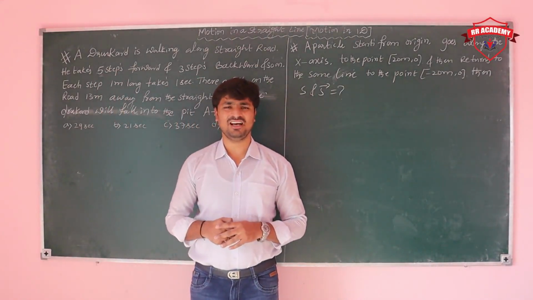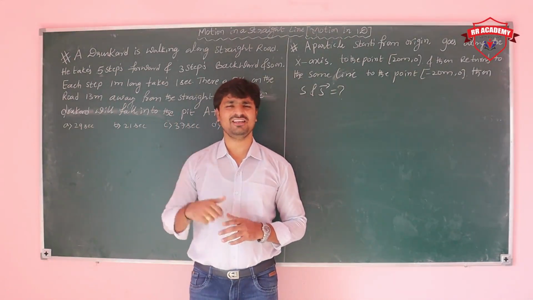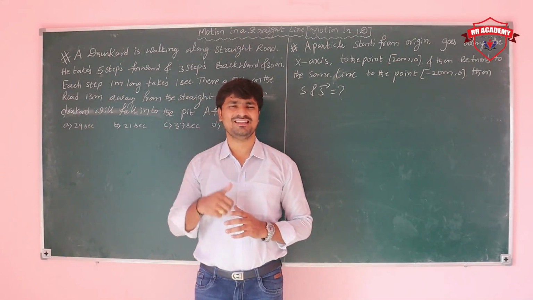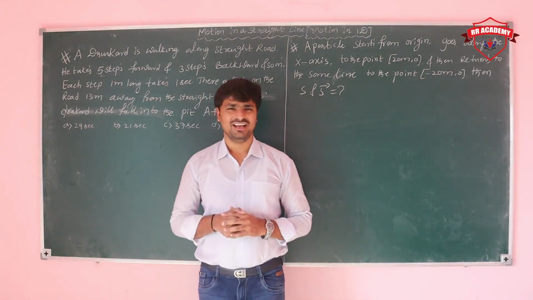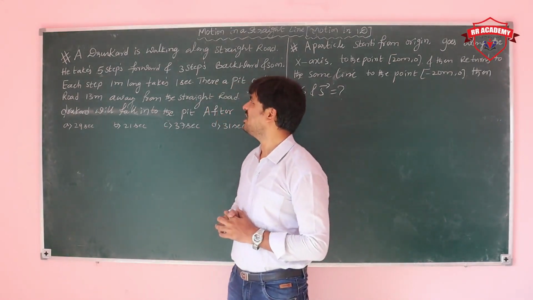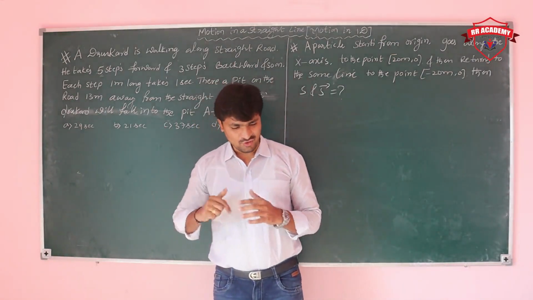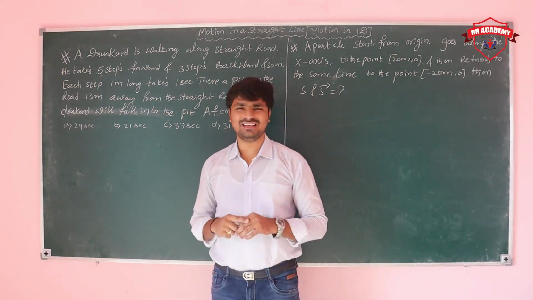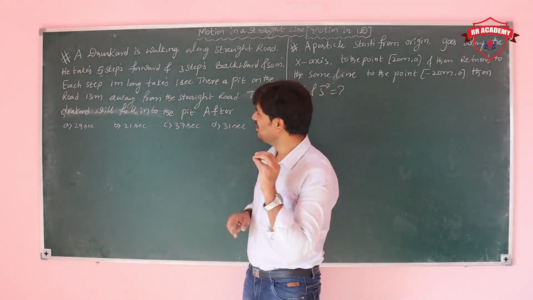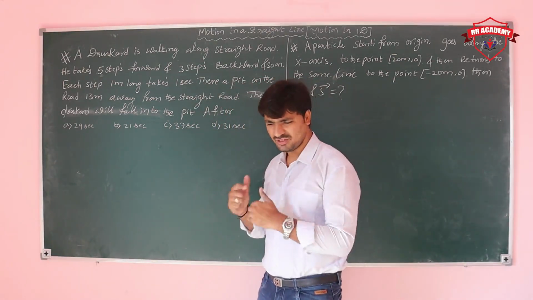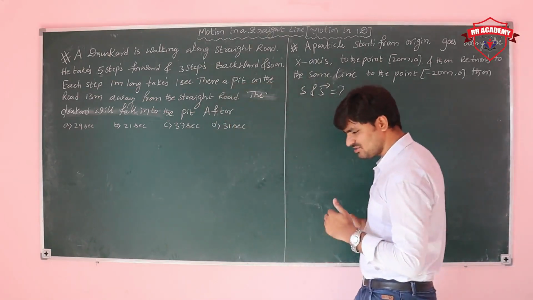Okay, let's see here, we have two interesting questions. First, the first question. A drunkard is walking along a straight road. He takes 5 steps forward. 5 steps forward means like this.